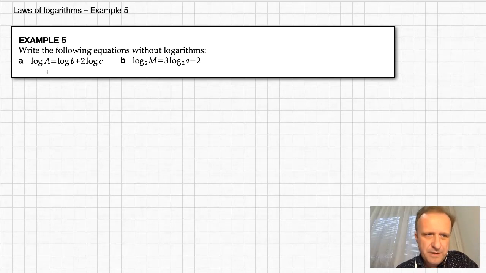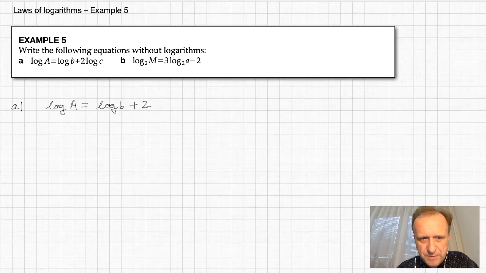Example 5. Write the following equations without logarithms. In part A, we have the equation that logarithm of a equals logarithm of b plus 2 times logarithm in base 10, of course, of c. Now, if I want to replace it by an equation without logarithms, I have to aim for expressing both the left-hand side and right-hand side of this equation as a single logarithm.